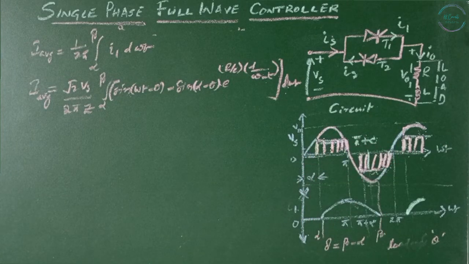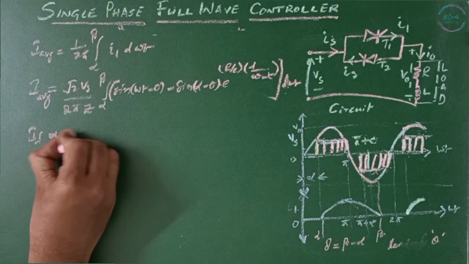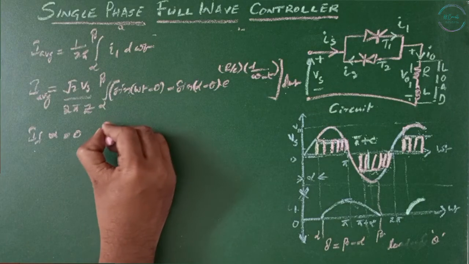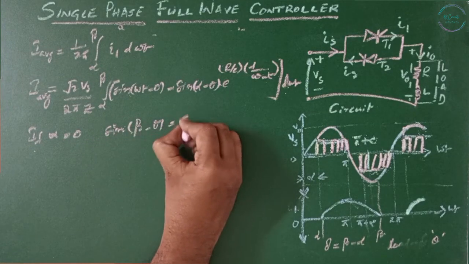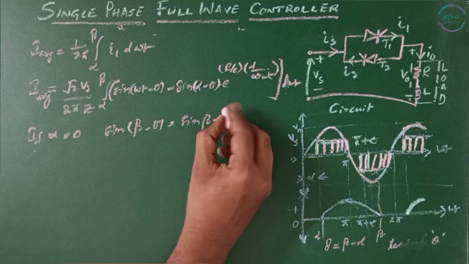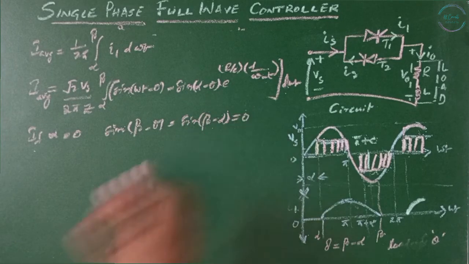Equation 2 indicates that the load voltage and current will be sinusoidal if the delay angle alpha is less than the load angle theta. If alpha is greater than theta, the load current would be discontinuous and non-sinusoidal. If alpha equals theta, then from equation number 3, sine(beta minus theta) equals sine(beta minus alpha), which equals 0.